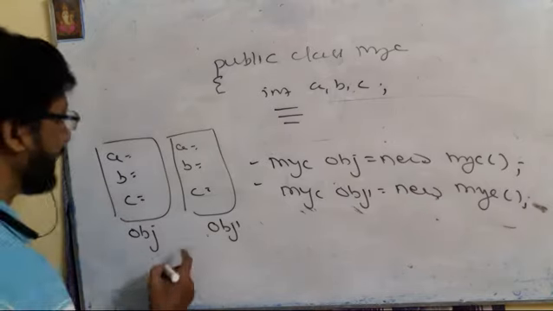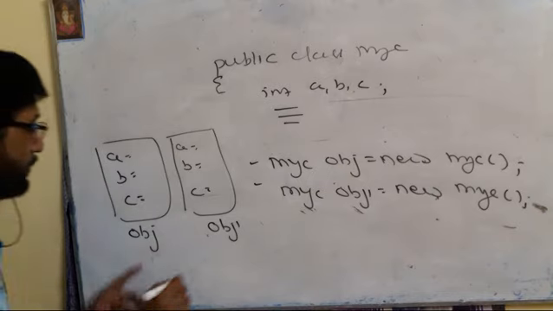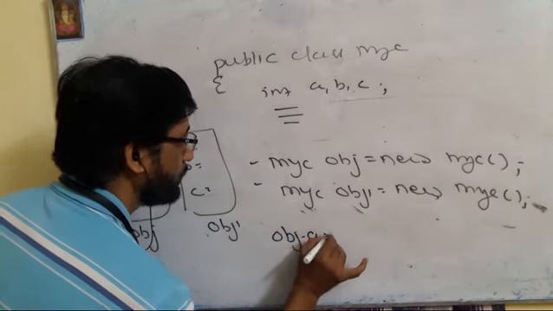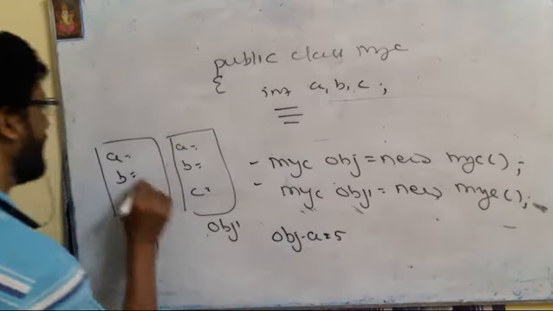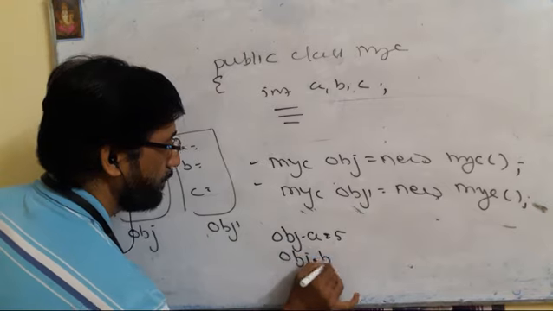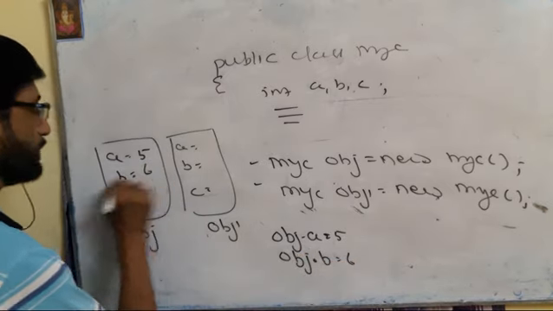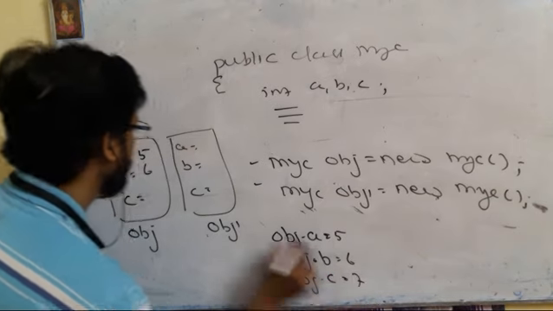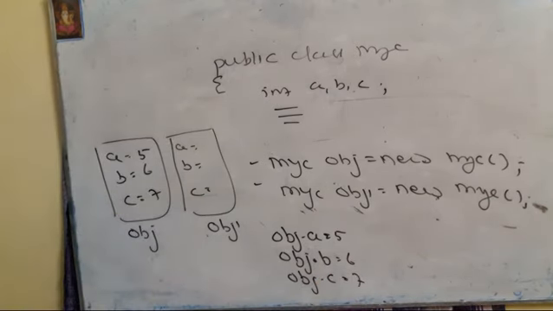Now I want to store some values in a, b, c of the object obj. Then what should I write? I should use the reference operator. Then I should write like this: obj dot a is equal to 5, so 5 will be stored here. obj dot b is equal to 6, so 6 will be stored here. obj dot c is equal to 7, so 7 will be stored here.